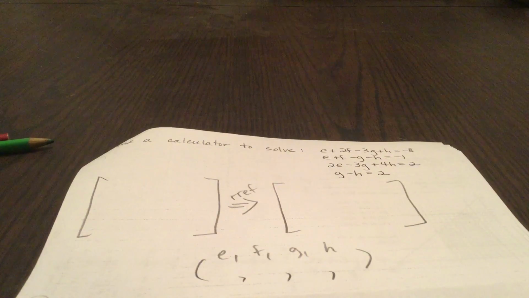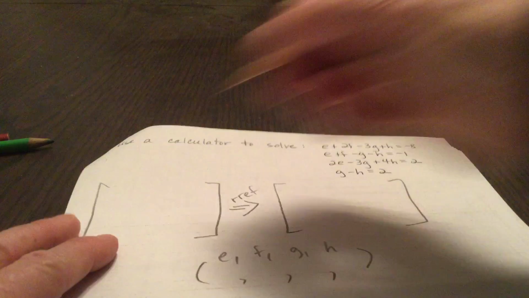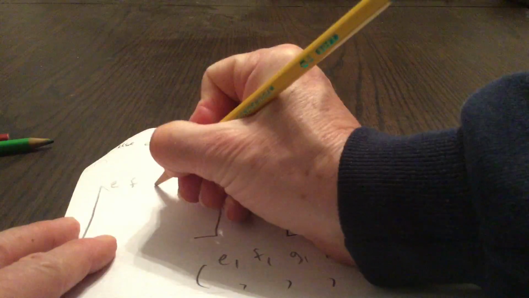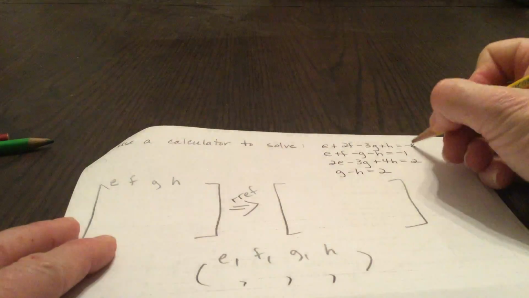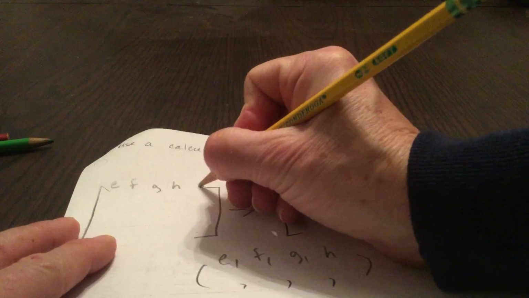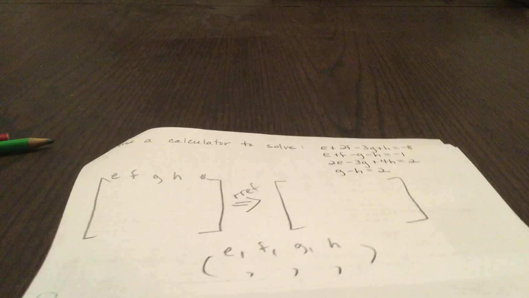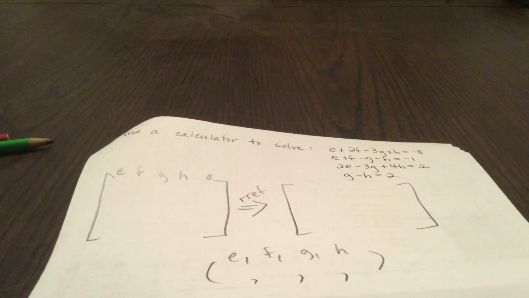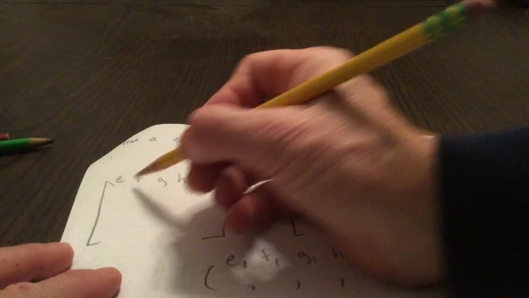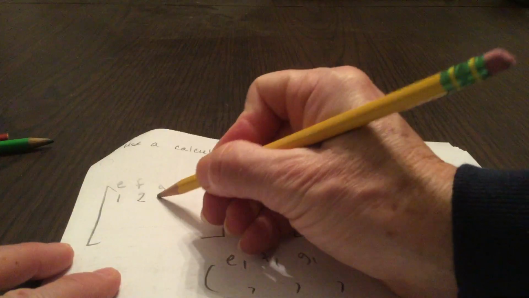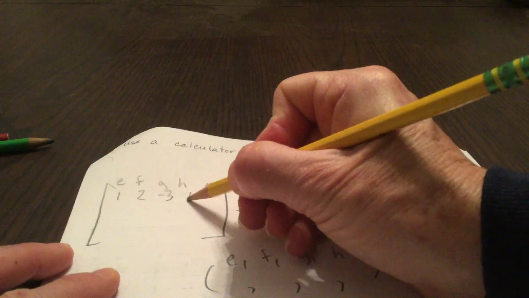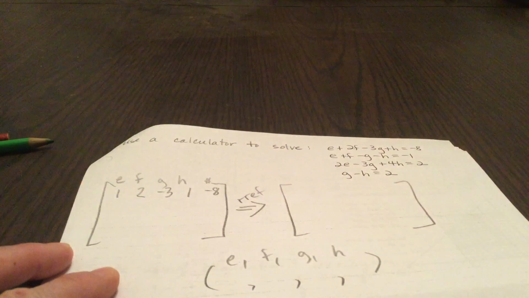All right? So here we go. Make sure you pay attention. I'm putting in, I'll label them up here, E, F, G, and H, and then I'll have my equals number over here. That's what's going into this matrix. If something is missing, we'll have to put in a 0. So I have 1, 2, -3, 1, -8. That's the top row.